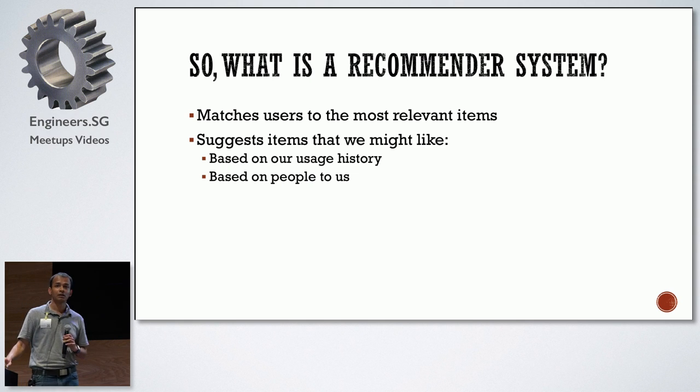And based on people, so maybe my friend, who has a very similar interest to me. Maybe I watched a machine learning video today, so he also watched probably something like a deep learning video yesterday. So the recommendation system could actually come back and say, hey, why don't you check out this deep learning video that your friend actually watched? So that's another example of how a recommender system could actually help us.